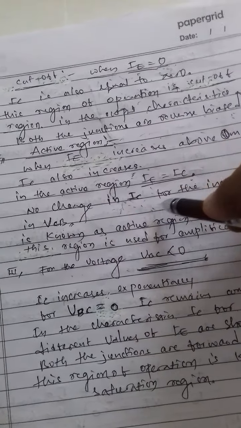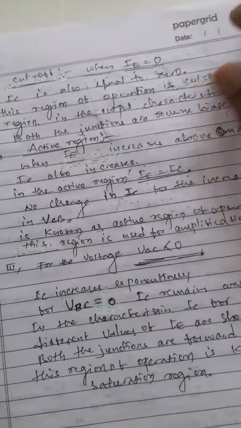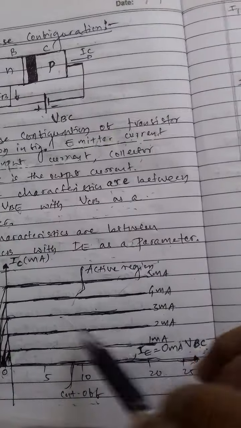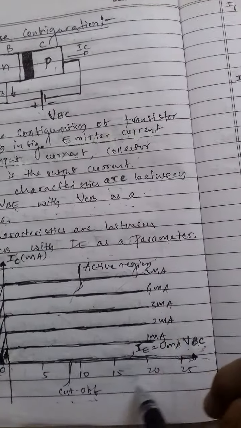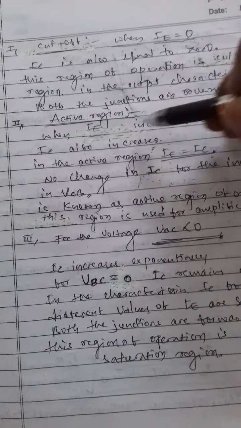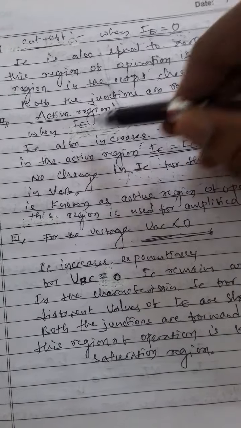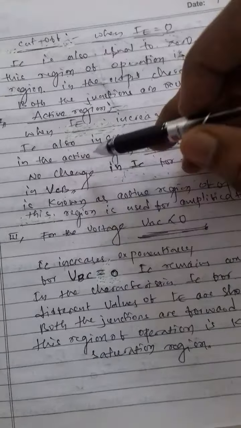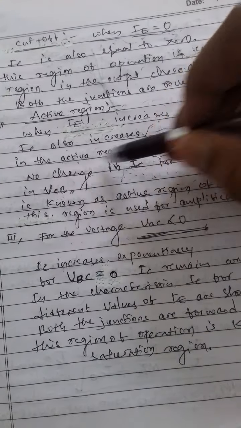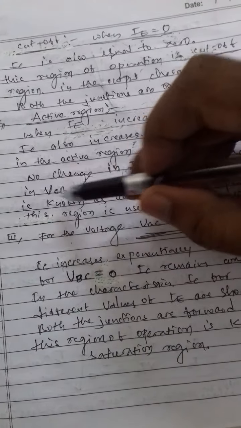No change in the collector current IC for the increase in VCB. As emitter current, that is the input current, increases, the output current also increases. In the active region, IE is equal to IC. Emitter current is equal to collector current, with no change in collector current for the increase in VCB.